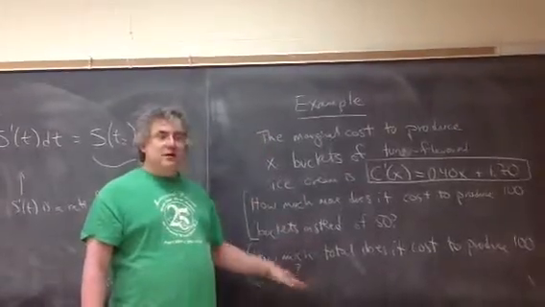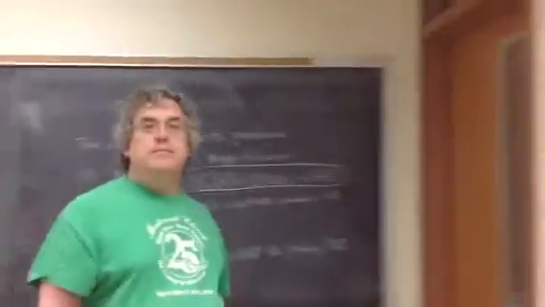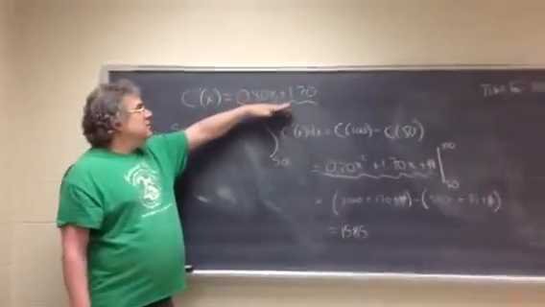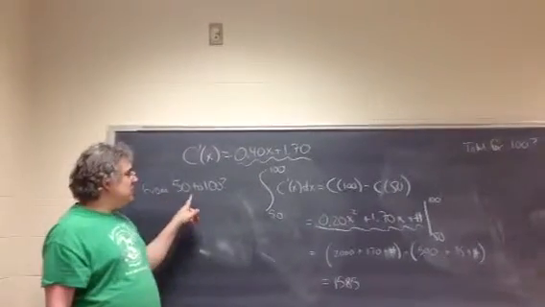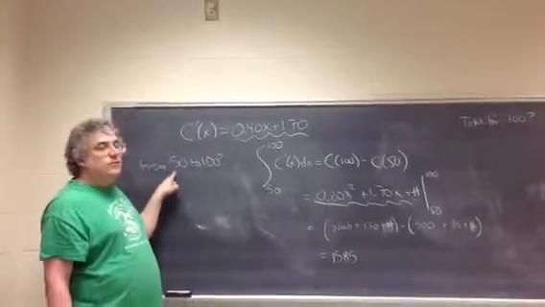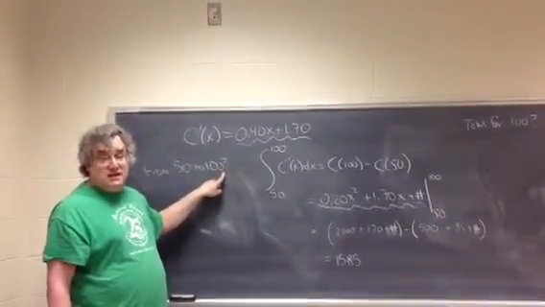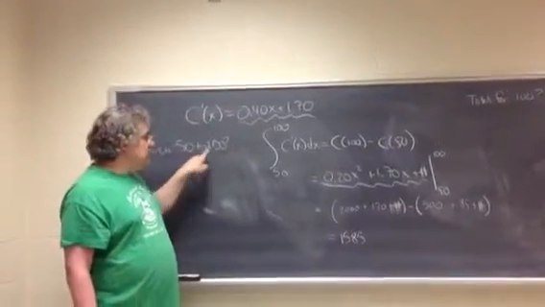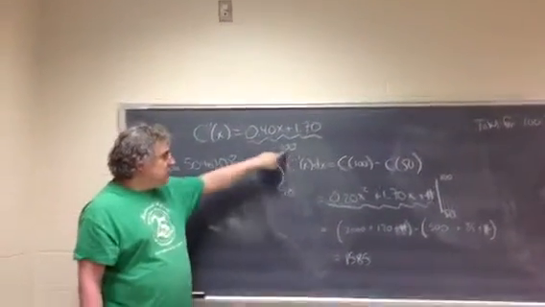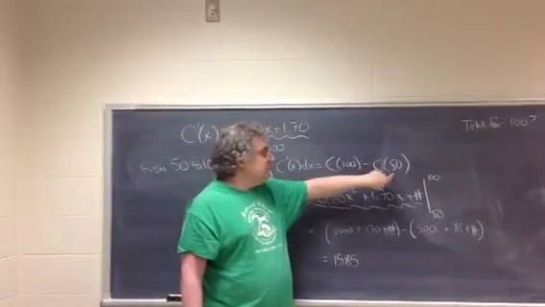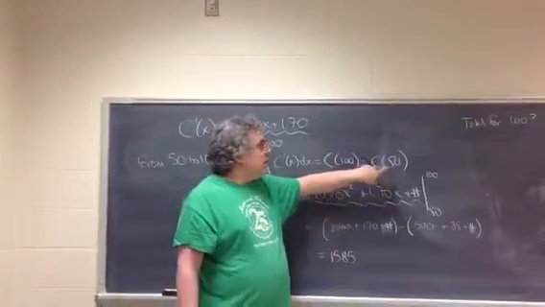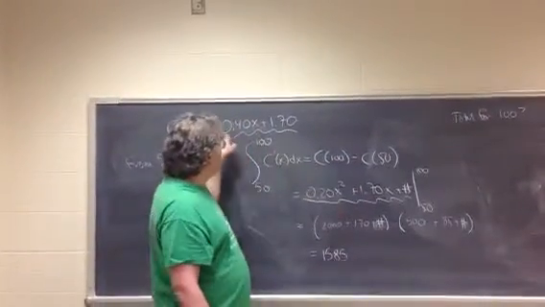Not enough space to do it here, so let's move over to the next board and answer. I've rewritten the marginal cost, and I've partially answered the original, actually I fully answered the first question. To go from 50 to 100 is the net change. The net change from 50 to 100. So we integrate from 50 to 100 of C prime to get the change from C(100) down to C(50). We don't know this C function, so we have to anti-differentiate.